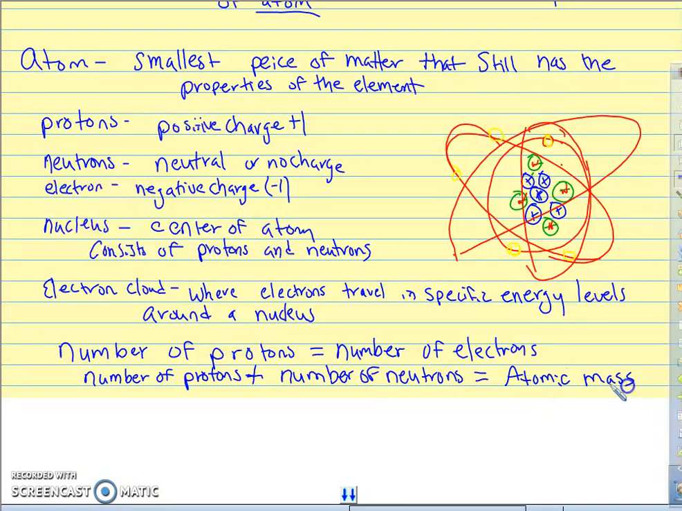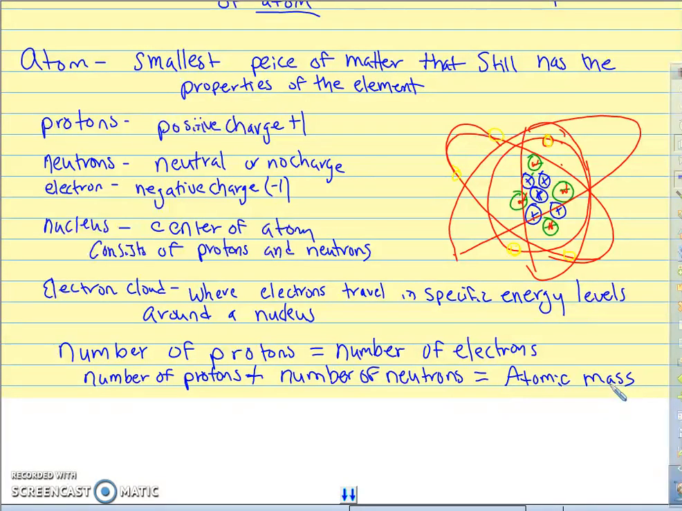Electrons weigh so very little that they don't equate into the atomic mass. So when you look at your periodic table, the atomic mass will have a decimal point and then all these little numbers after it. Those little numbers are what the electrons kind of are. So the number of protons equals the number of electrons. The number of protons plus the number of neutrons equals the atomic mass.